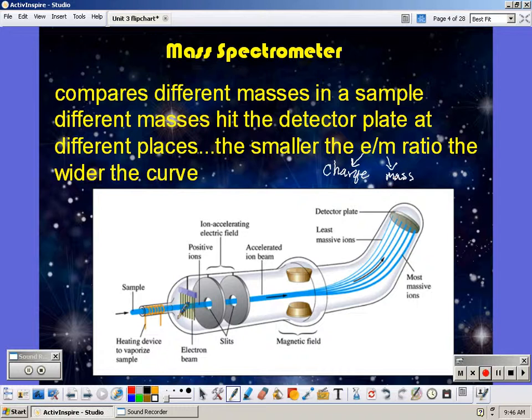So if we look at what a mass spec looks like, you have your sample and you inject it. It flies down the tube. You have a magnetic field which sends the atoms towards this detector plate. The least massive is going to curve the most, and the most massive is going to curve the least. And that's because it's heavier, so it's not going to curve as much. And then based on where they land and how many hit that spot, you can figure out the type of isotope that it is.